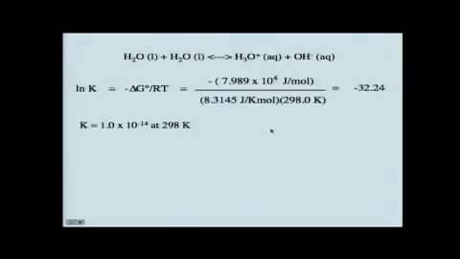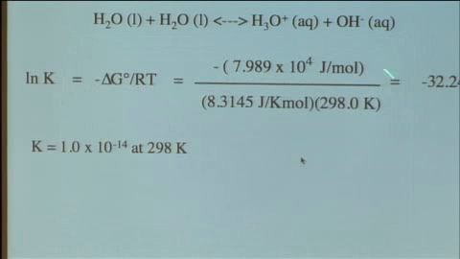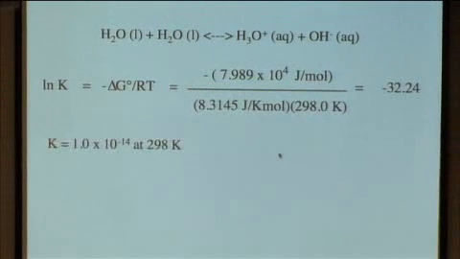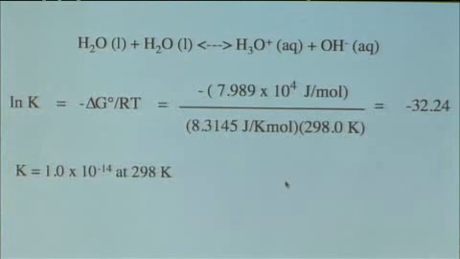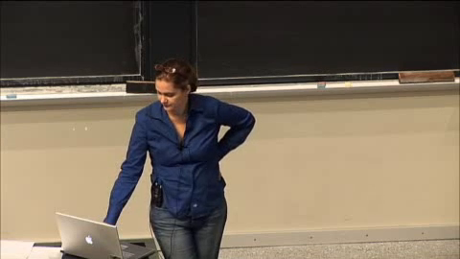So now we can plug those values in. We calculated this delta G. We know the gas constant. We're at room temperature. And so we get a value of K as 1.0 times 10 to the minus 14th at room temperature. And that's a small number.